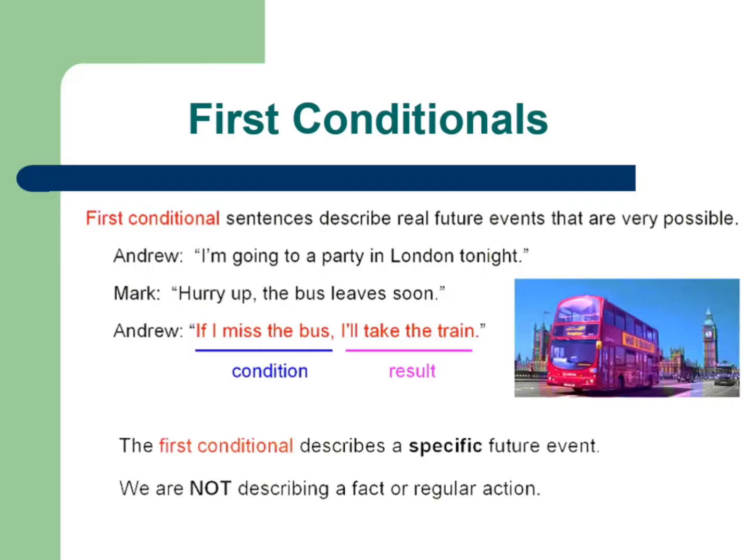Okay, let's read these two conversations. I'm going to a party in London tonight. Hurry up, the bus leaves soon. Okay, so if the bus leaves soon, what happens? If I miss the bus, I will take the train. Don't worry, he says, if I miss the bus, I'll take the train. So it is not certain that they miss the bus, but if this action happens, so they have another alternative as well.